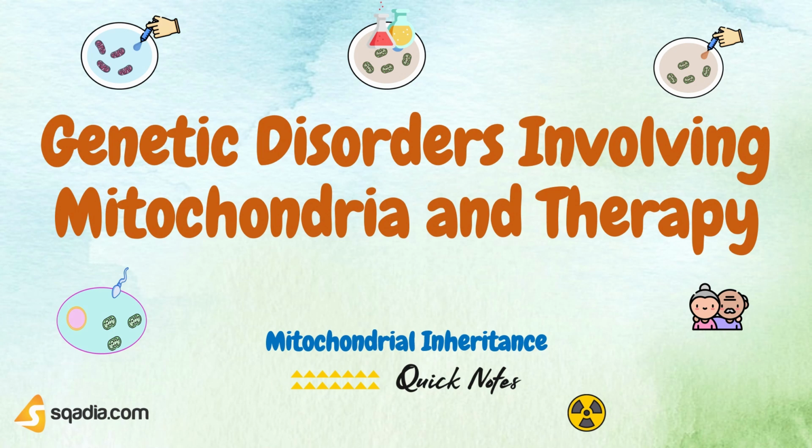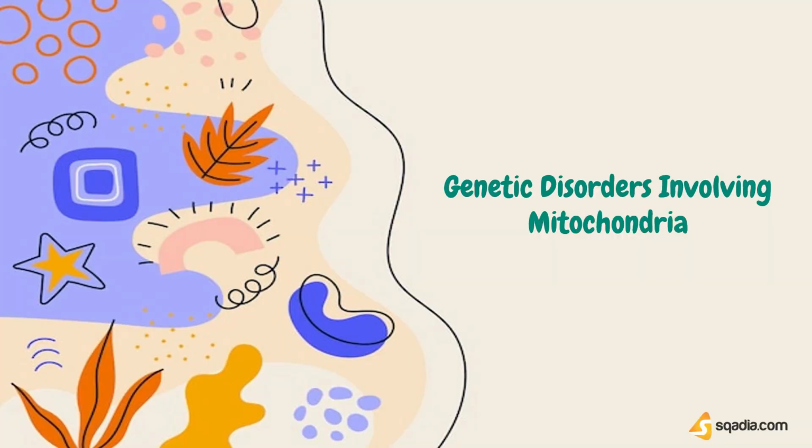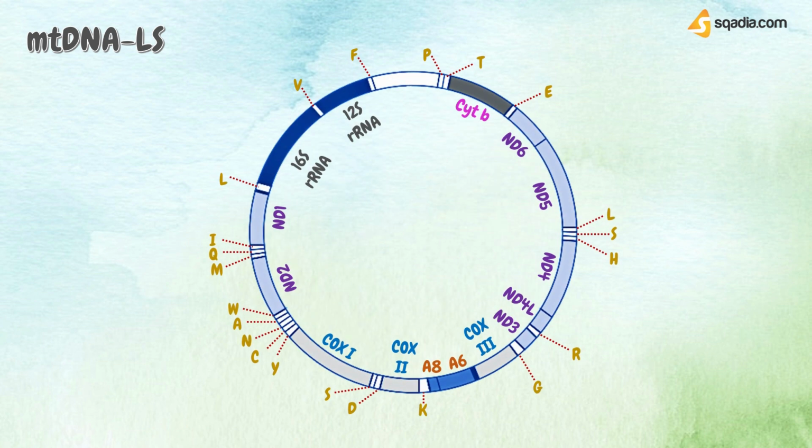In this video we will talk about the genetic disorders involving mitochondria and therapy. Let's discuss the genetic disorders involving mitochondria first. Mitochondrial DNA-associated Leigh syndrome, which affects ATP6. You can remember it by a 6.